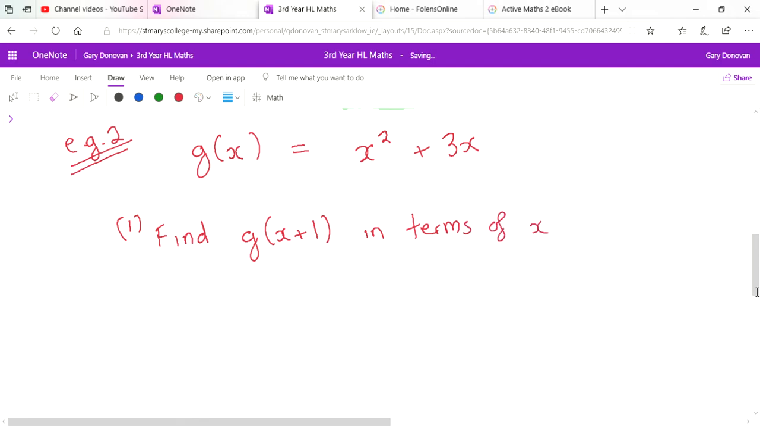Now, first of all, that "in terms of x" is just a bit of a clue for you that you don't actually need to get an actual answer. It's not like the last question where they asked you to solve. Here we want an answer in terms of x.